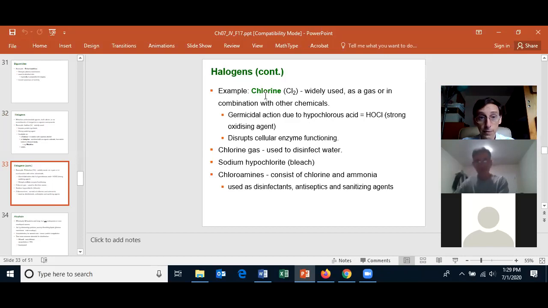Chloramines, another example of a halogen using chlorine, consist of chlorine and ammonia, and that's used as a disinfectant or an antiseptic and a sanitizing agent, to sanitize something that you're cleaning, meaning it doesn't sterilize it, but it helps clean it. Any question about any of this?